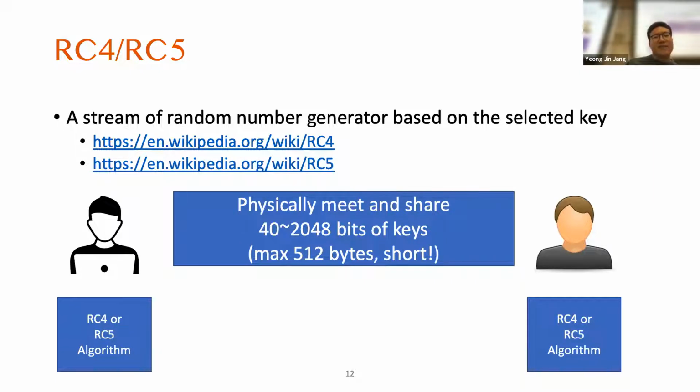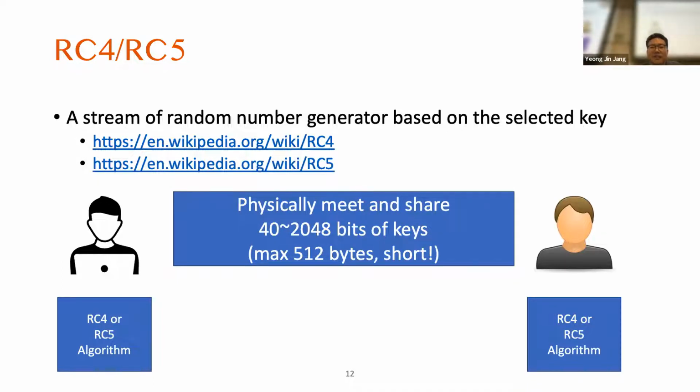So like a maximum 512 bytes. So it's quite short. Or it could be 128 bits, just 16 bytes. So sharing that kind of short message physically is quite easy and not that burdensome. Yeah. So that's the intuition.